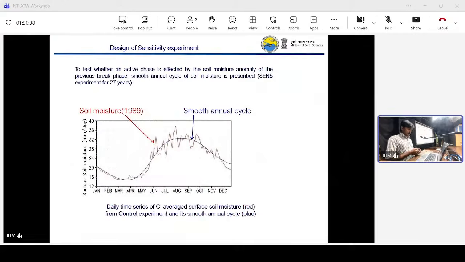So to confirm this, we further did the experiment that you have a soil moisture for, I think, central India, kind of like this, the red one. So we prescribe the smooth annual cycle of soil moisture. When you prescribe a smooth annual cycle, you don't have variability during active or break phase, and then we try to see how it is affecting the monsoon rainfall.